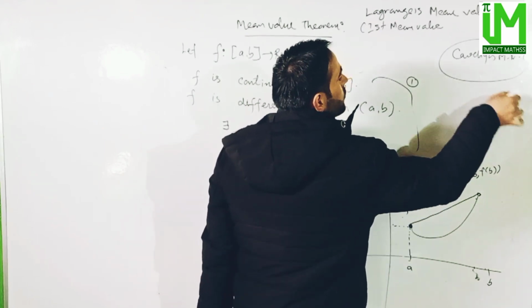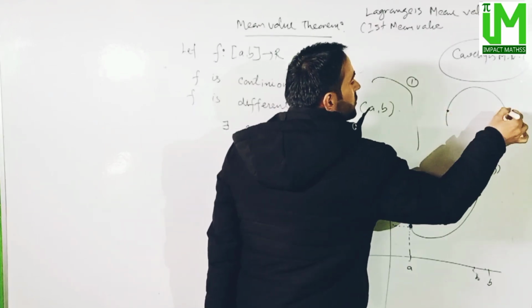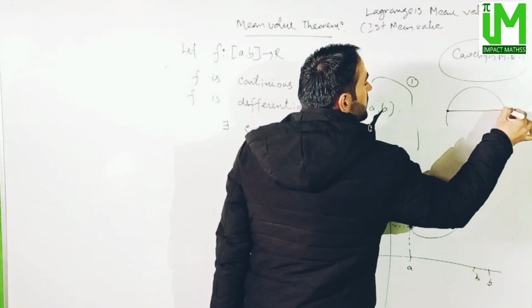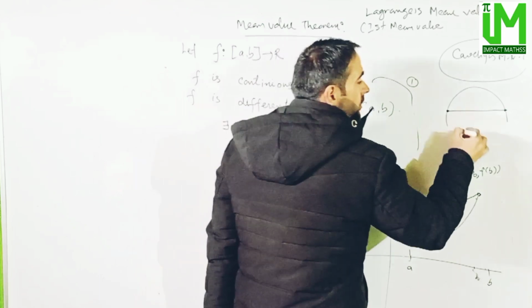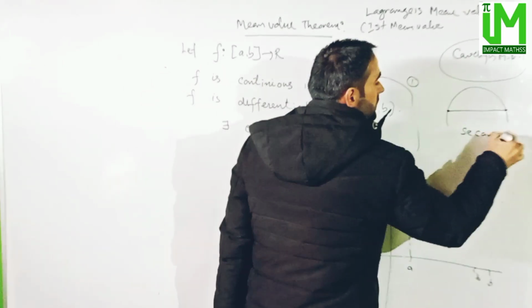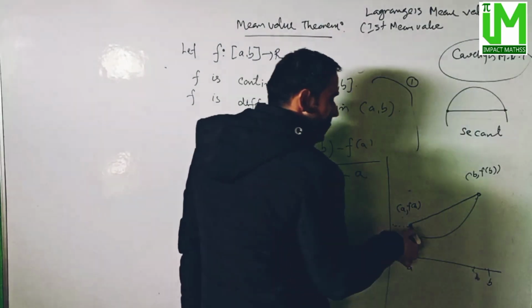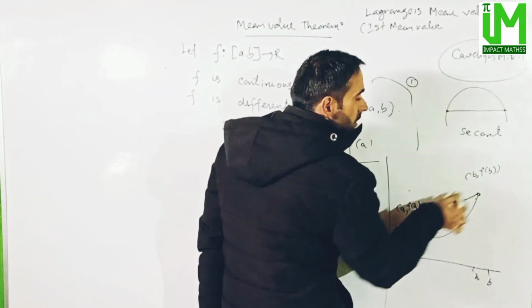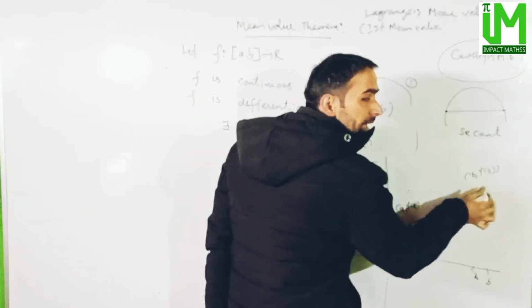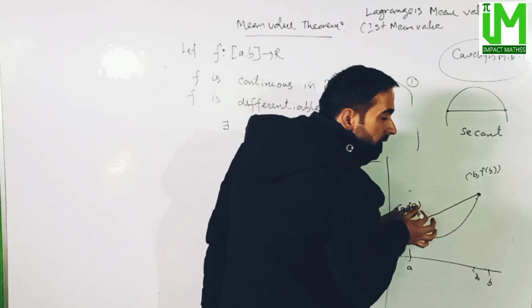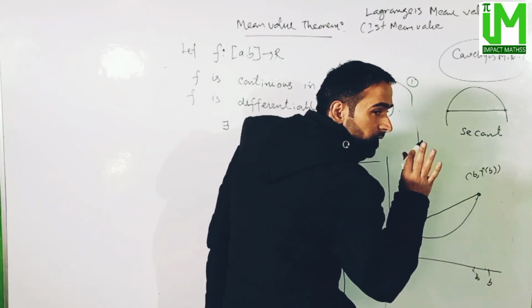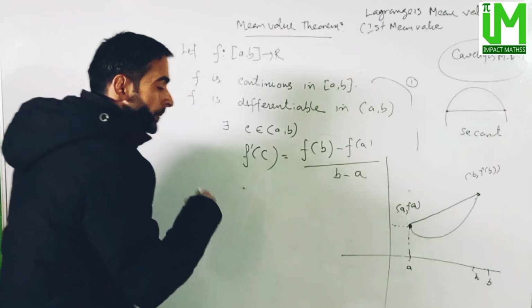We know, suppose a curve, and the two points are joined by means of a straight line. What is that called? A secant. So this line will be called a secant. You see a line joining a, f of a and b, f of b. This is in fact a secant joining a, f of a and b, f of b.